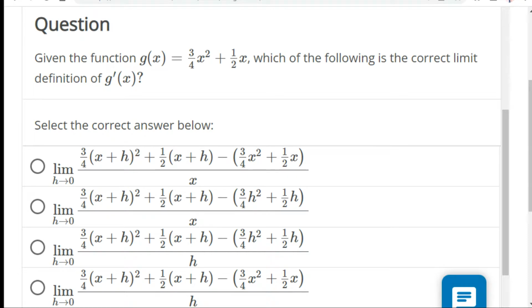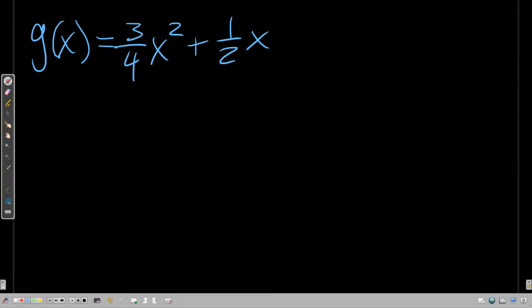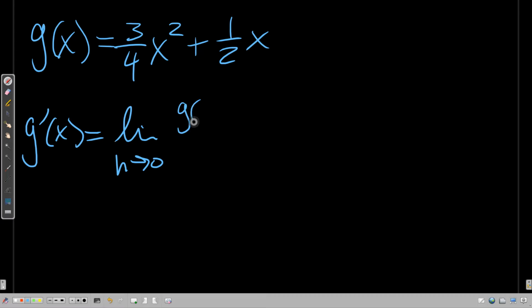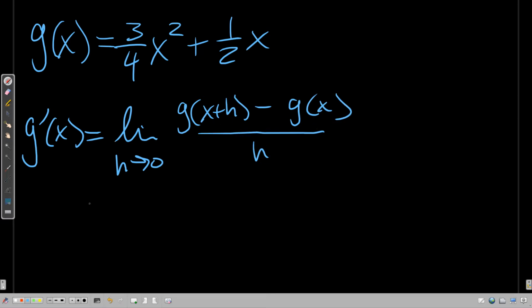Right? So our function here is named g, and it is the function 3/4 x squared plus 1/2 x. Then g prime of x is defined to be the limit as h goes to 0 of g of x plus h minus g of x all over h.